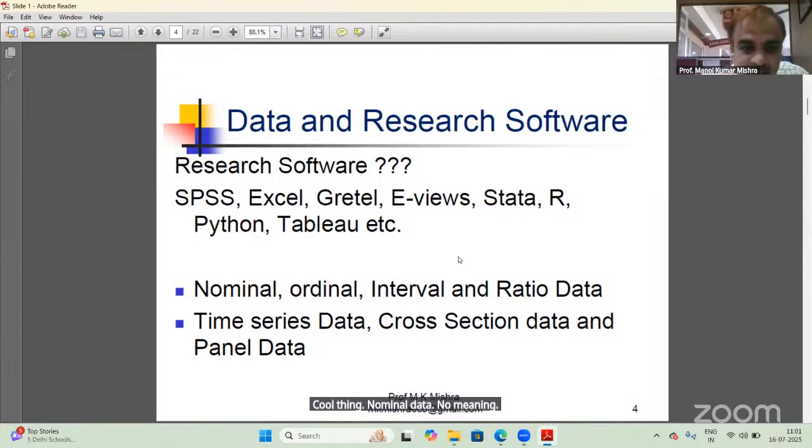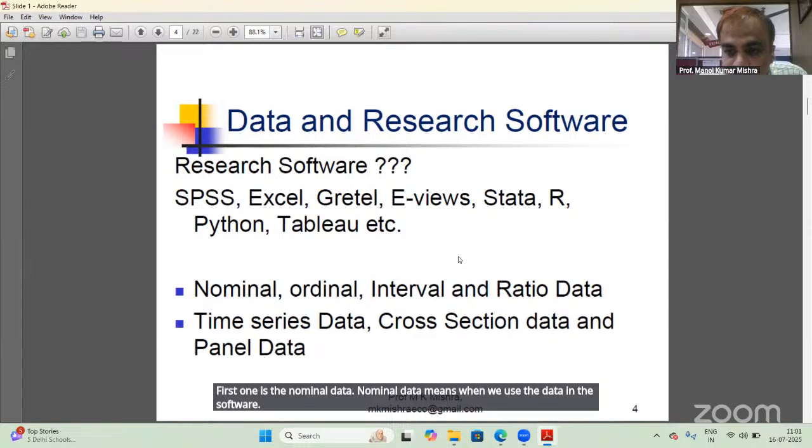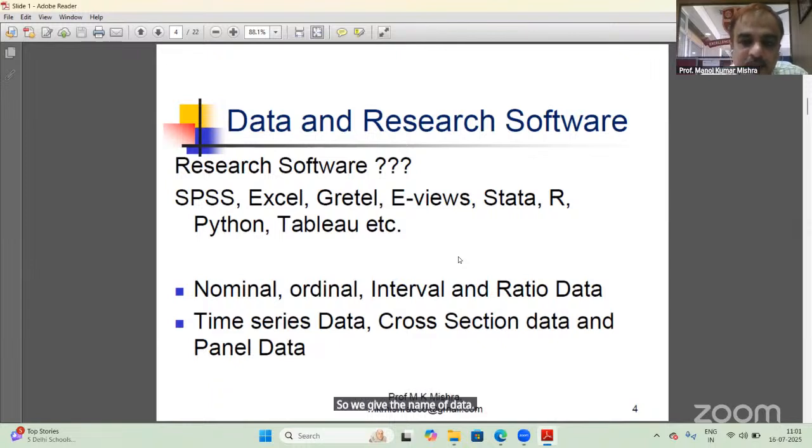First one is the nominal data. Nominal data means when we use the data in the software, we give the name of the data, like male, female. One means female, two means male. Or 0 means female, 1 means male, like this: 1, 2, 1, 2, 2, 2. Rural area, urban area: in the software, if we write rural area, urban area, it will not work. So you have to give a code.